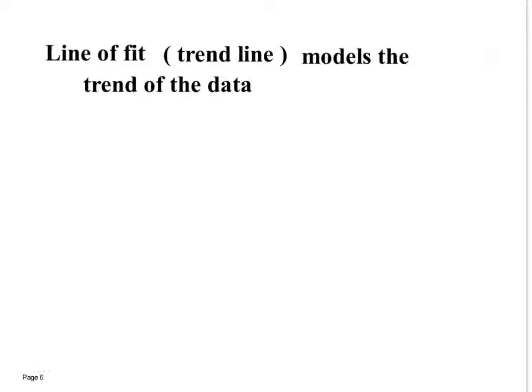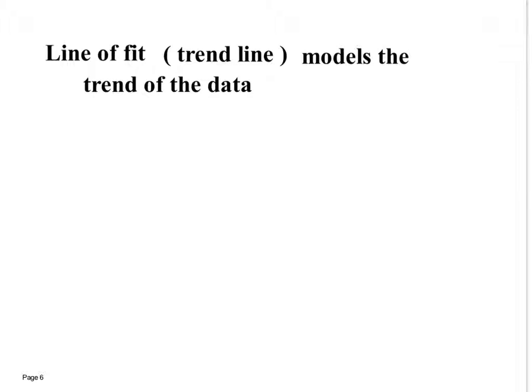All right, write this down. All this says is just the definition of line of fit. They call it a trend line. It models the trend of the data. What's the data doing? Usually it's right in the middle of all the data points. You can kind of say it's the average. It's showing you what's going on with the data.